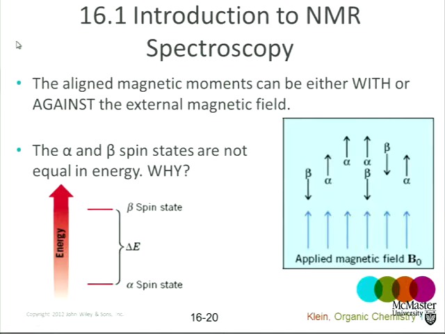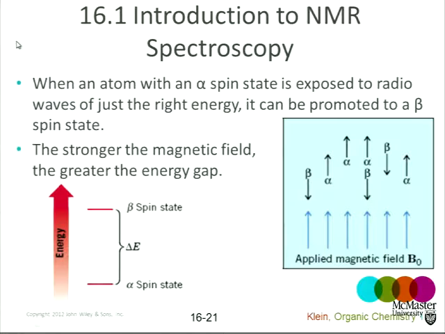So delta E is an energy gap between the alpha and the beta spin states, and they have different energy. So when we blast the sample with our radio frequency at just the right energy, and this is like IR spectroscopy, right? We needed just the right energy to excite the bond to vibrate. Here, at just the right energy, I can flip the nuclear spins from the alpha to the beta state and back again.